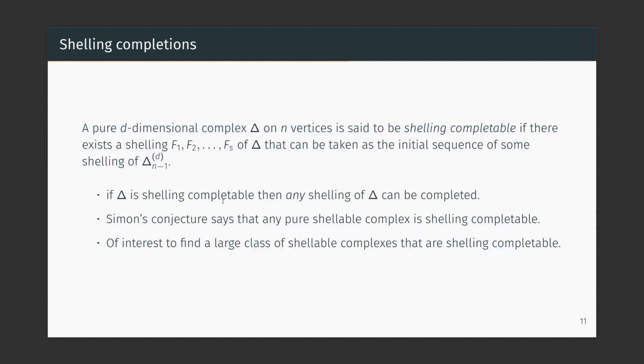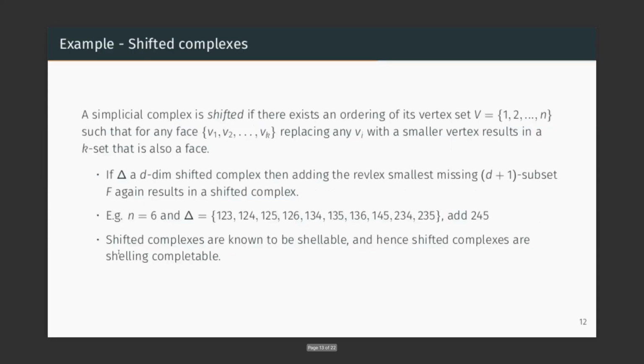if you have a shellable complex, that is the initial Schelling of some Schelling of the skeleton, and you always want to be able to complete that. And so that motivates our question. Simon's conjecture says that all pure shellable complexes are Schelling completable. Can we find a subclass, maybe a large subclass, that are Schelling completable?